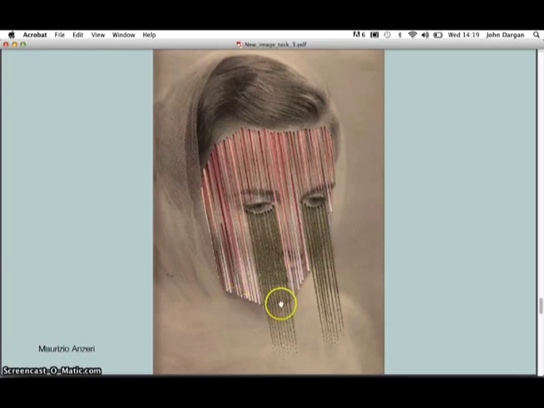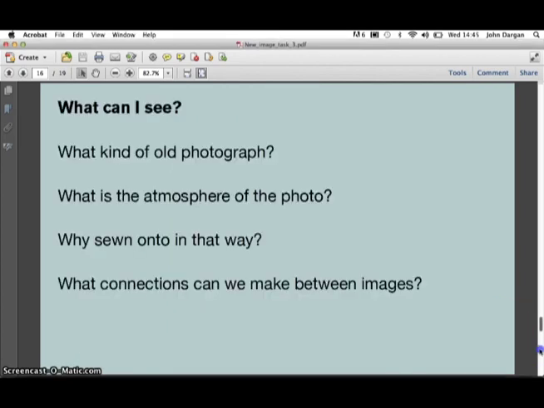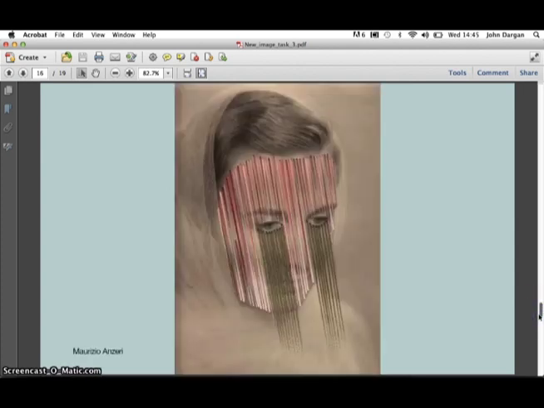So I'm assuming that the artist has found this image, or has got hold of it somehow. I've seen quite a few images by this artist, so there's a lot of images where he has sewn into them, and the way that he's sewn into them often relates to the kind of image that he has. So just thinking about this image again, it's an old photograph. This is basically what I can see: an old photograph that's been sewn onto.